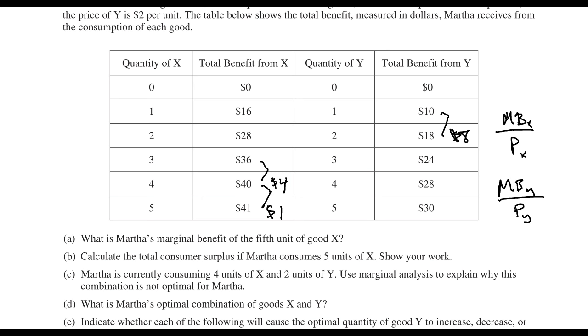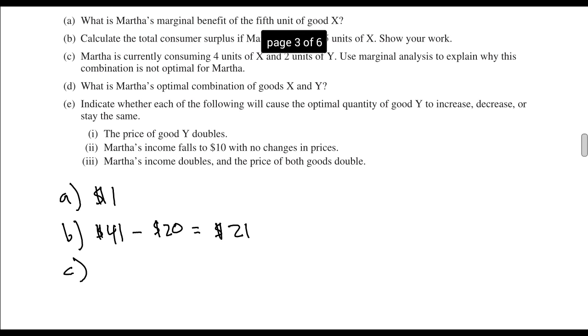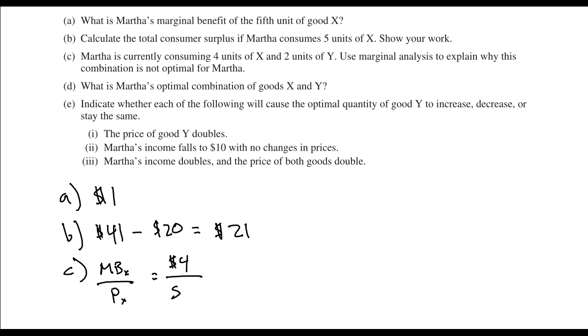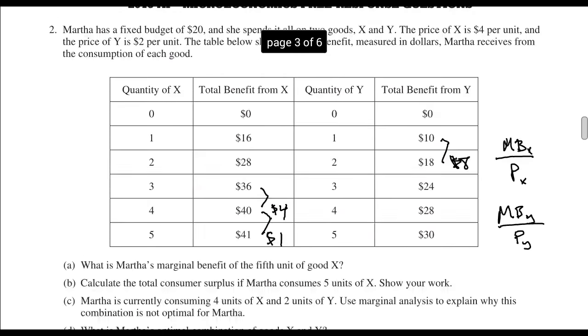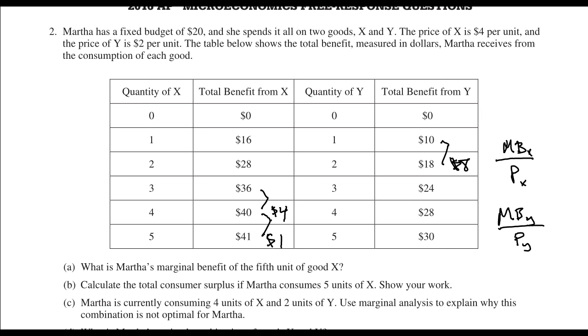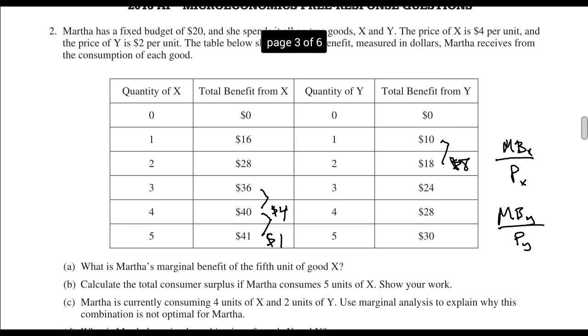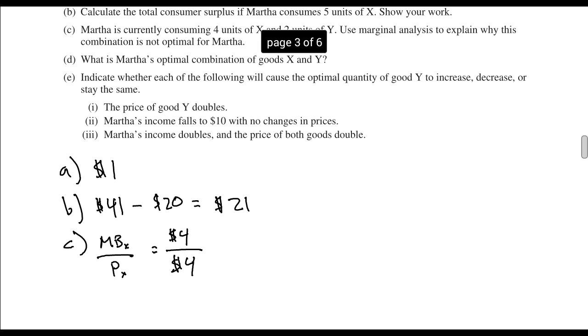And the marginal benefit of X over the price of X, we said the marginal benefit there was $4 for that 4th unit, and the price of X, I believe, was $4 as well. Let me quickly double check that. Price of X is $4, yes. So that equals $1.